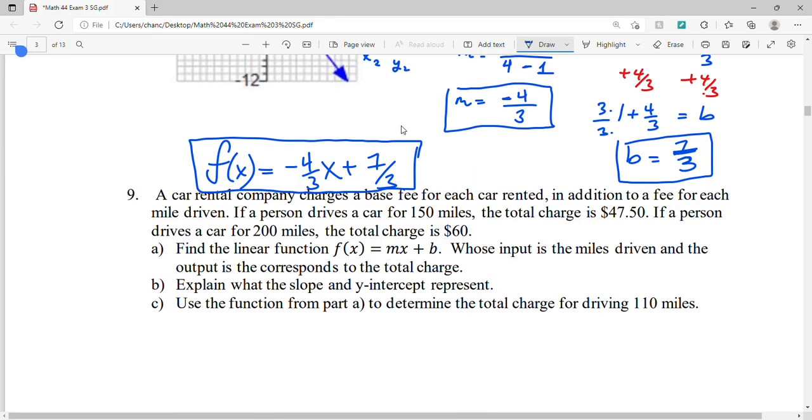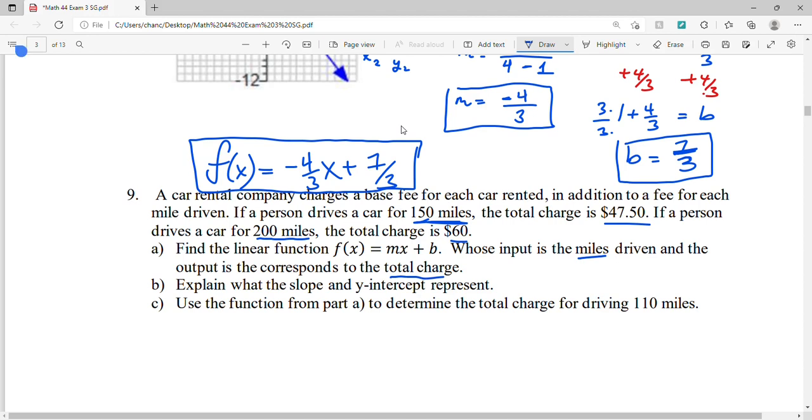Example 9: a car rental company charges a base fee for each car rented, in addition to a fee for each mile driven. If a person drives a car for 150 miles, the total charge is $47.50. If a person drives a car for 200 miles, the total charge is $60. Find a linear function f of x equals mx plus b, whose input is the miles driven and whose output is the corresponding total charge.